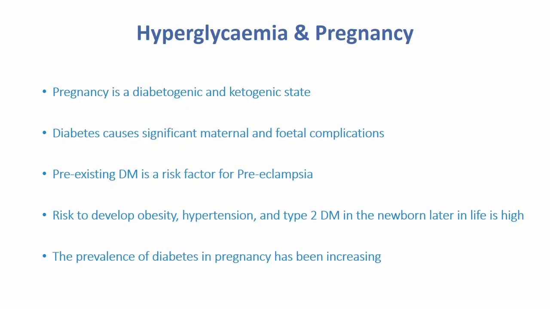Hyperglycemia in pregnancy is not uncommon, and as you are all aware, pregnancy is a diabetogenic and ketogenic state. During pregnancy, the placental hormones cause insulin resistance, and at the same time there is partial pancreatic beta cell failure, so they might not meet the demands of carbohydrate metabolism in pregnancy. There is another mechanism going on: the mother's glucose is transported to the fetoplacental circulation by a mechanism independent of insulin.